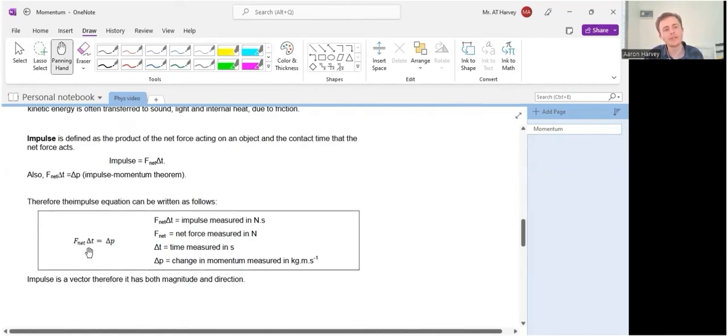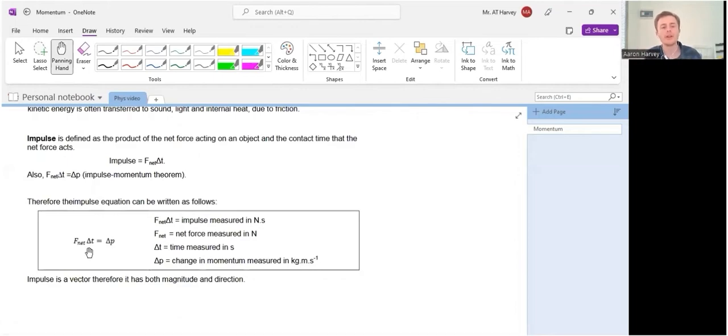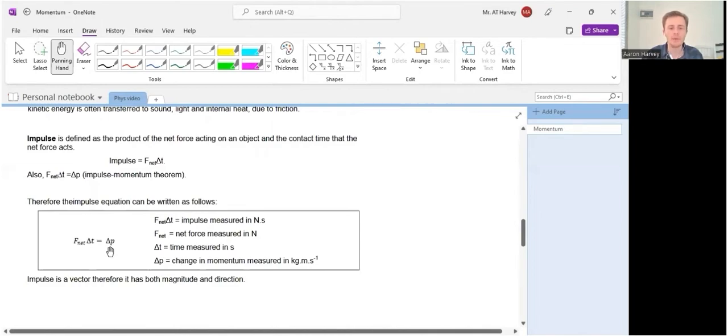But now, because this formula has been slightly rearranged, we need to go and look at our units again. Our change in momentum, because it is a change in momentum, is still going to use the unit of momentum, which is kg meters per second. Our change in time is still going to use the same unit as time, which is seconds. And our net force is going to be measured in newtons.